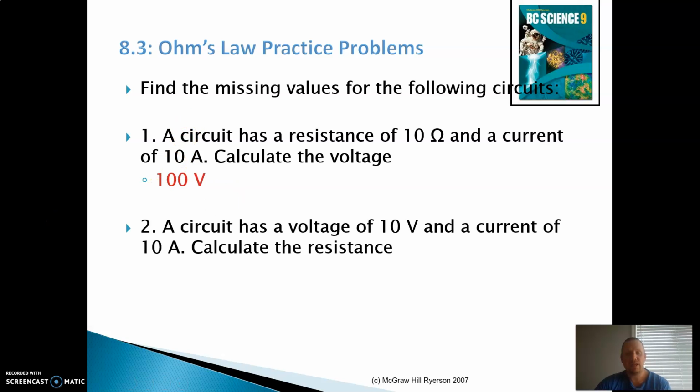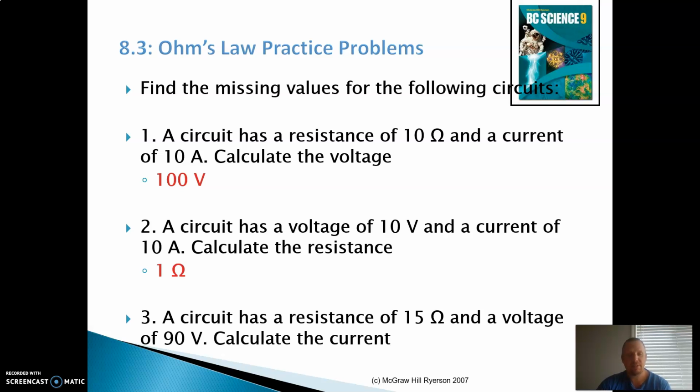Okay, for this next one, I'd like you to pause it here. A circuit has a voltage of 10 volts and a current of 10 amps. Calculate the resistance. So pause here and check your answer. It's 1 ohm because we want 10 volts divided by 10 amps.